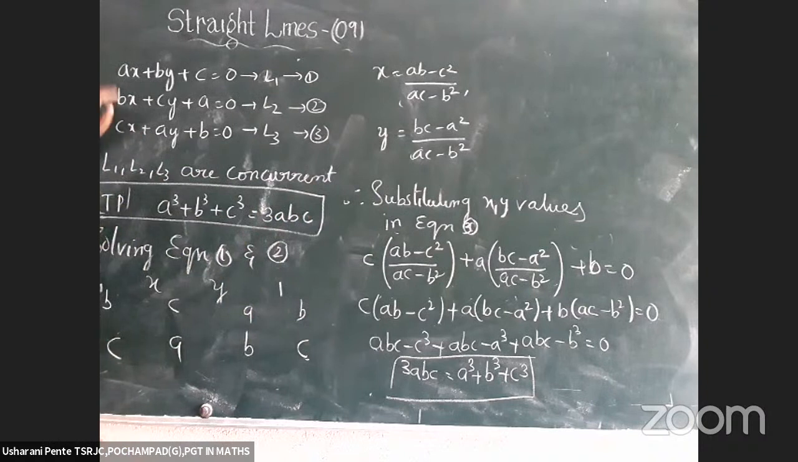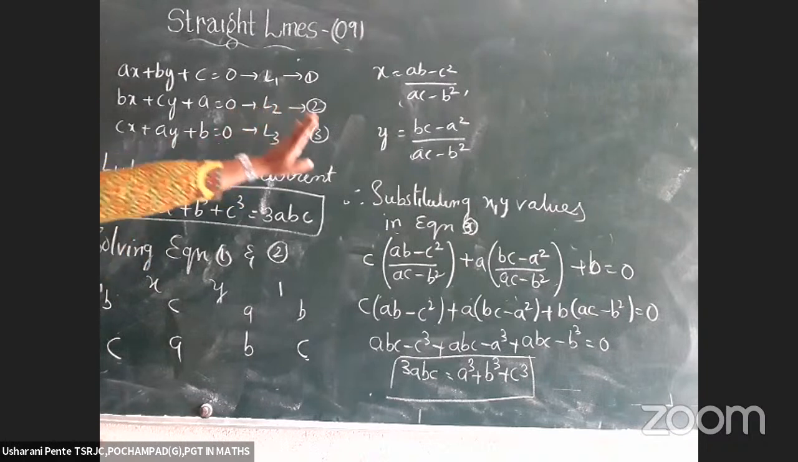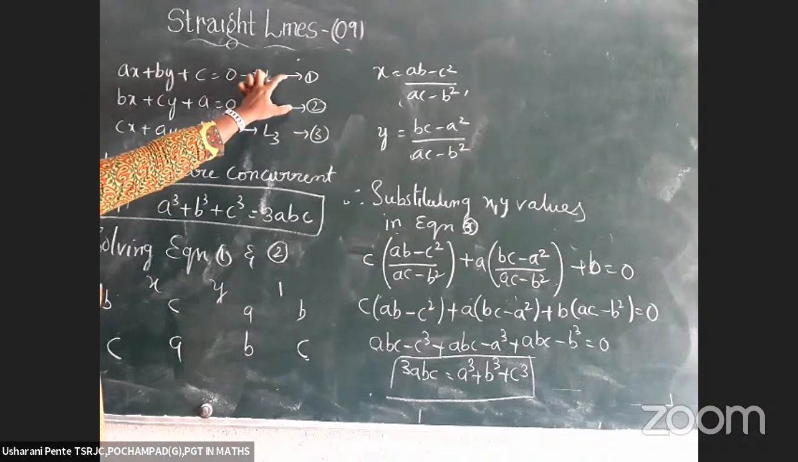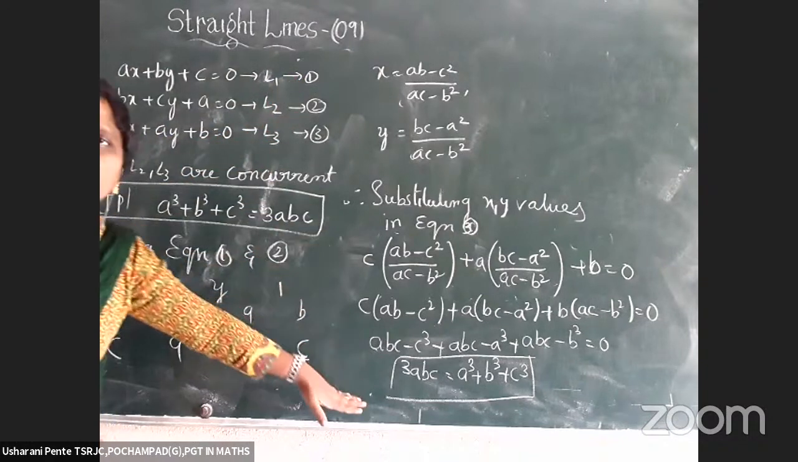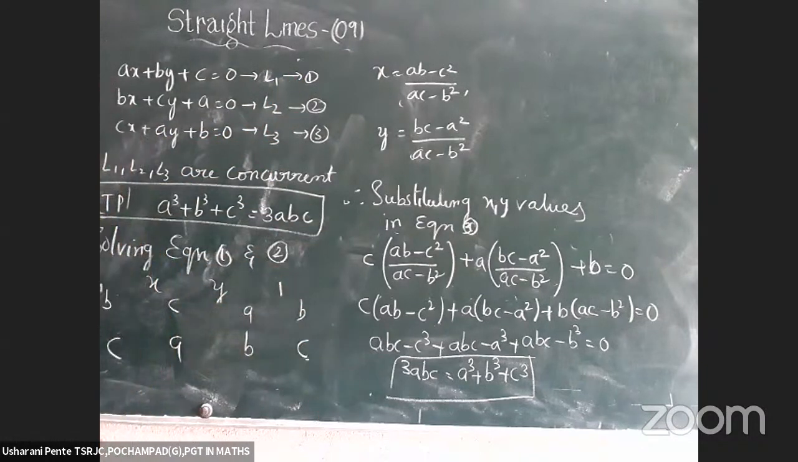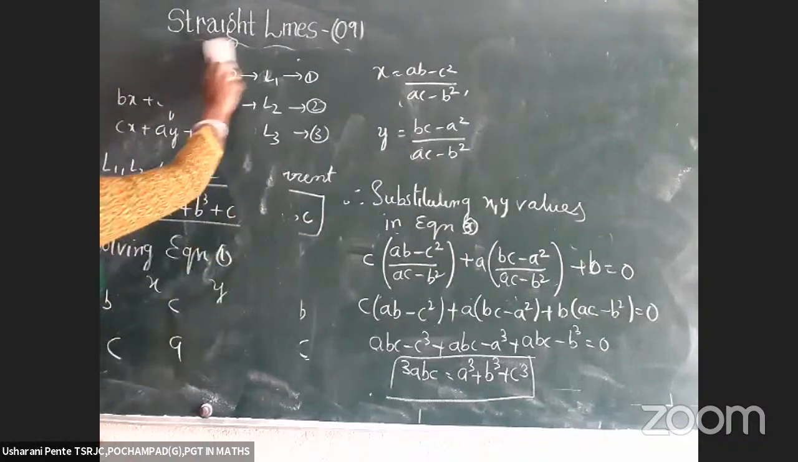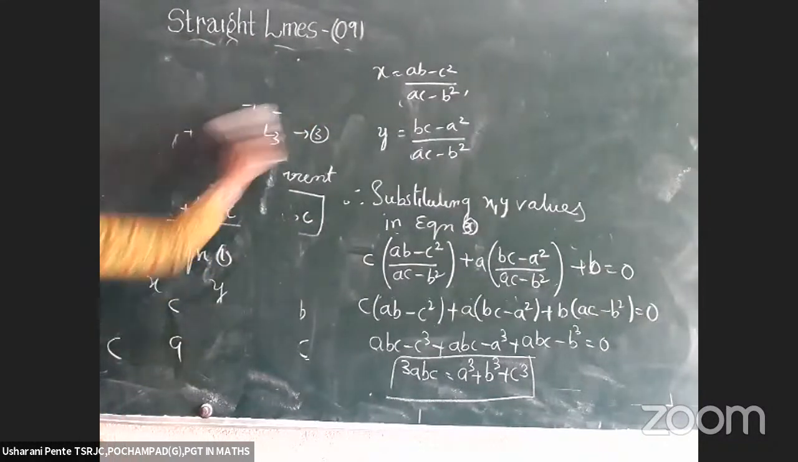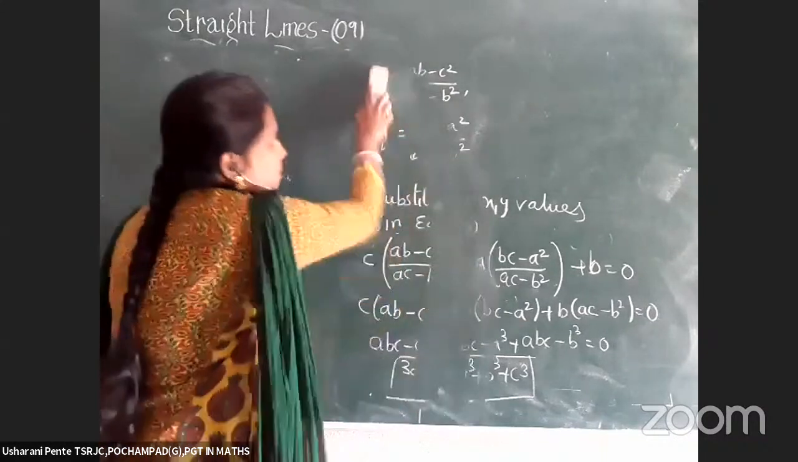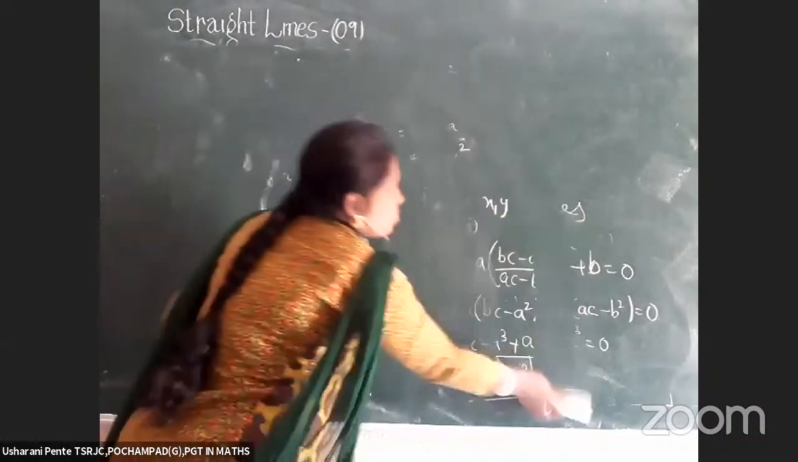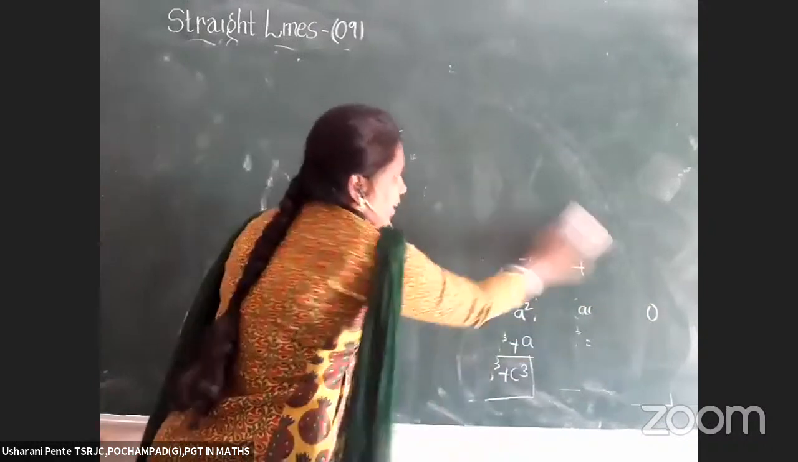What we have done is, out of 3 equations, we have taken 2 equations and solved them and found the point of intersection of these 2 lines, and we are substituting that point of intersection in the third line so that we are getting this condition. So this is the other example we had.